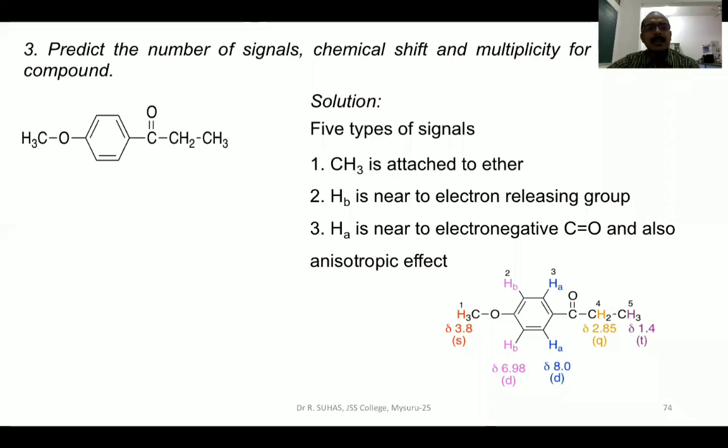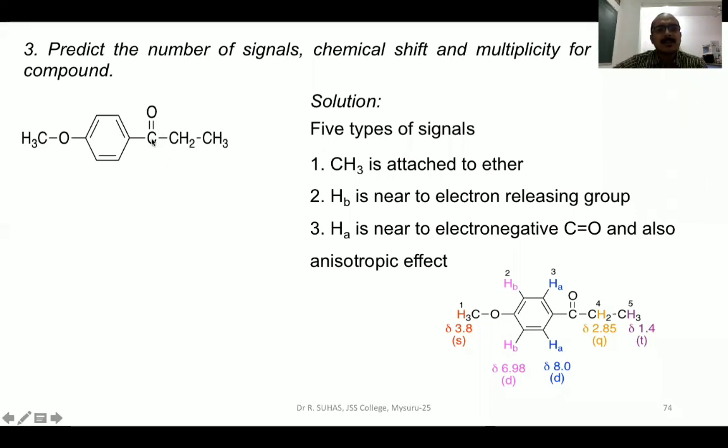But in depth, we have to observe carefully. These two protons have got the neighbor OCH3. These two protons have got the neighbor CO. If there is OCH3, no doubt there will be an inductive effect because of the electronegative oxygen. On this side, these two protons will have the anisotropic effect of this carbonyl group as well as the electronegativity of this oxygen. Hence, these two protons will appear at a higher delta value, that means more deshielded compared to these two protons. Whereas this CH2 and CH3 are present in different environments.